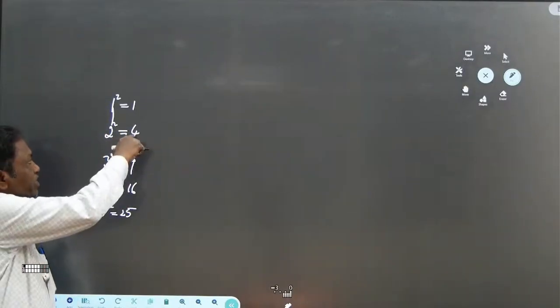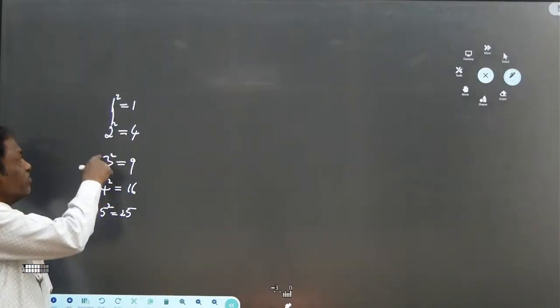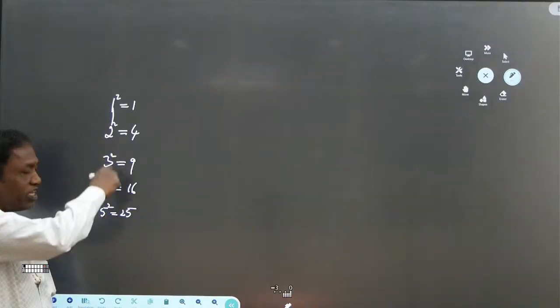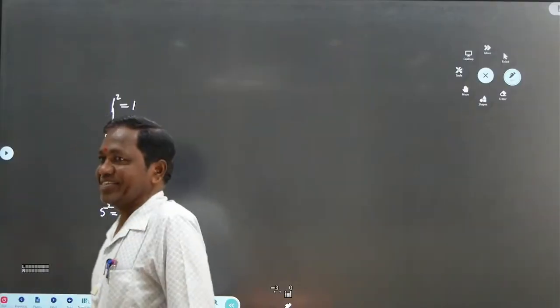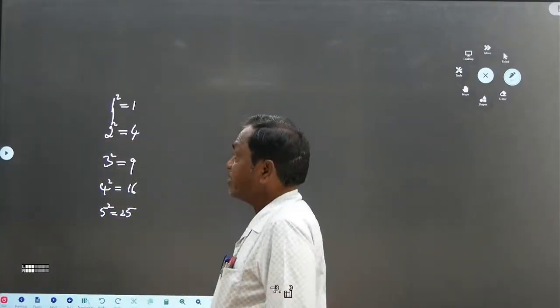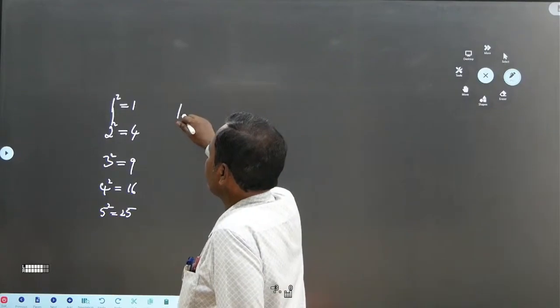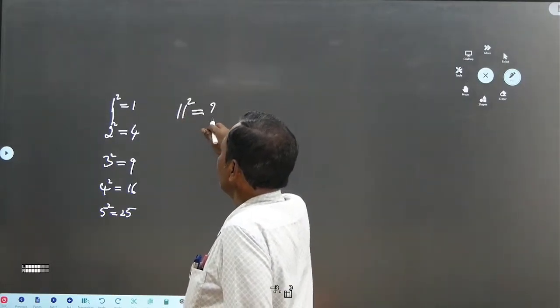And what is the difference between 2 square and 3 square? 5. See, the 5 is the sum of 2 plus 3. It goes on like that. This is what we need. This is called a shortcut. This is the way various questions are being designed. Say for example, you may need 11 square.